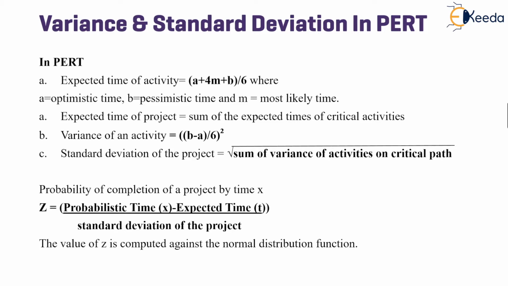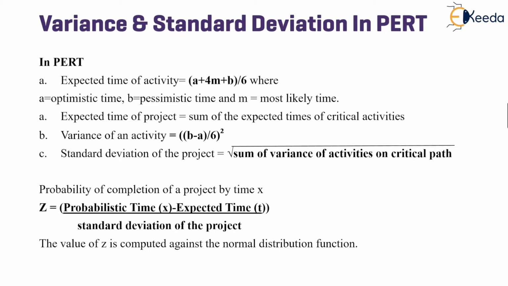The variance of an activity is calculated as pessimistic time minus the optimistic time, divided by 6, the whole squared. Whereas the standard deviation of the project is the square root of the sum of all the variances of activities on the critical path. Therefore, the formulas of variance and standard deviation are to be noted.